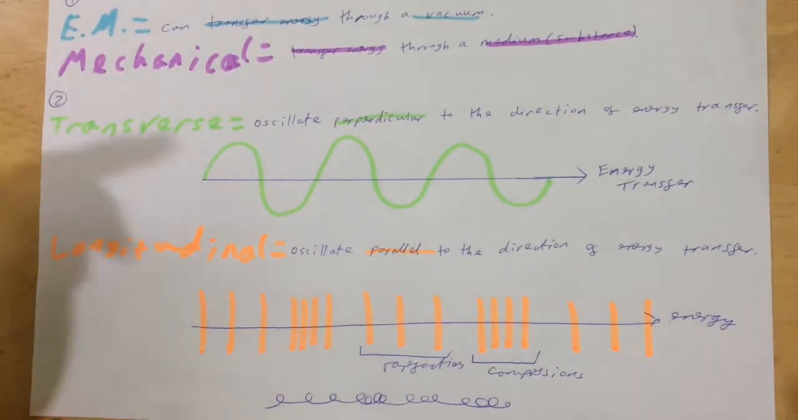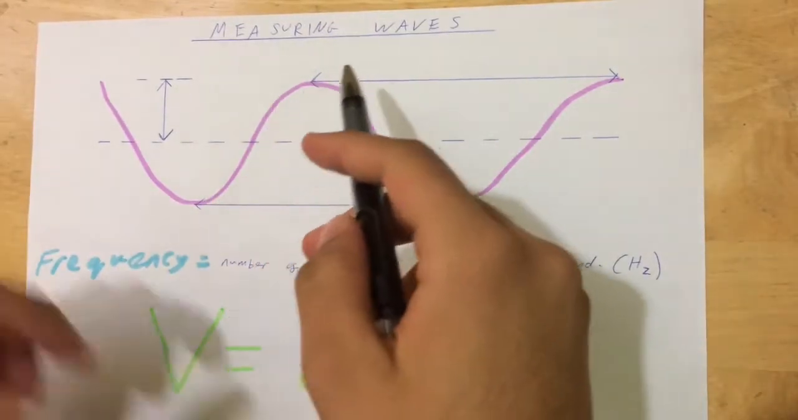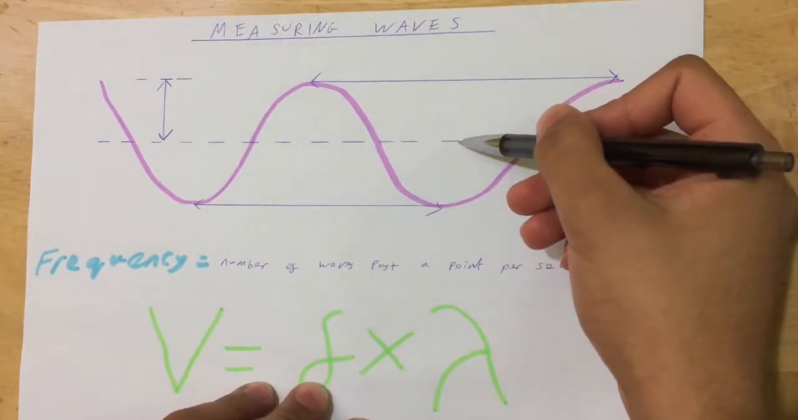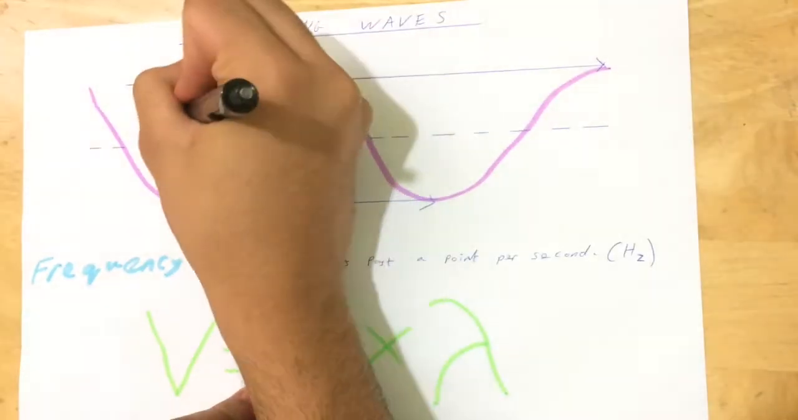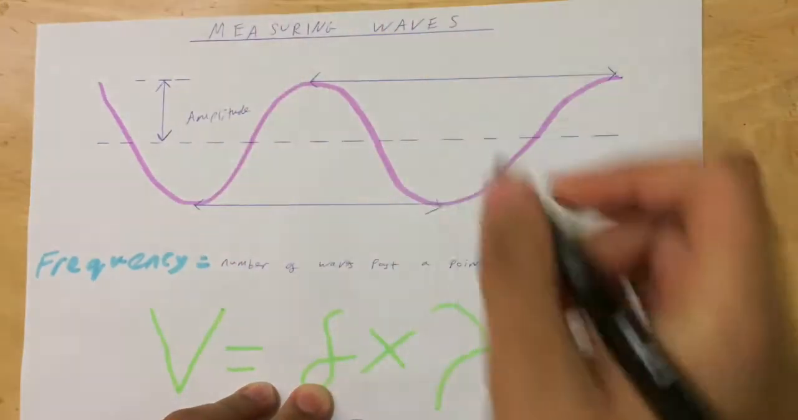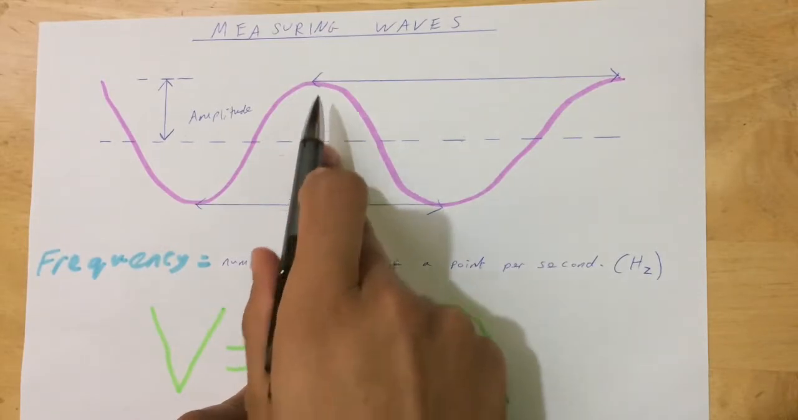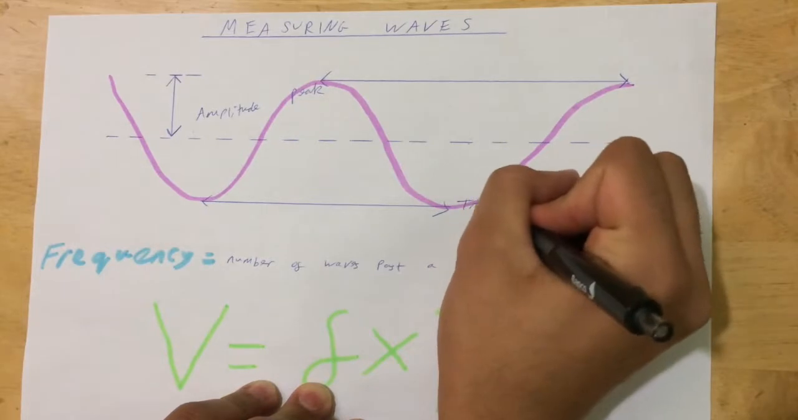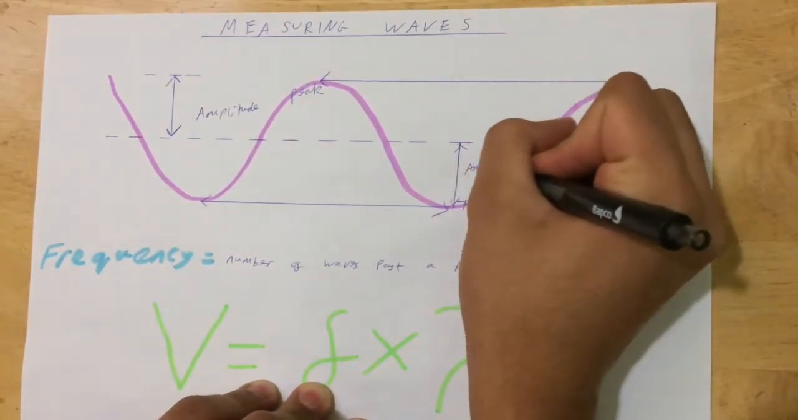Now we're going to look at measuring waves. Okay, so let's look at this transverse wave. The distance from the center point to the top of the wave or the bottom of the wave, that's what we call the amplitude. The amplitude is the maximum displacement of the wave. So it is the distance from the center point to either the peak or to the trough. So this can also be the amplitude.